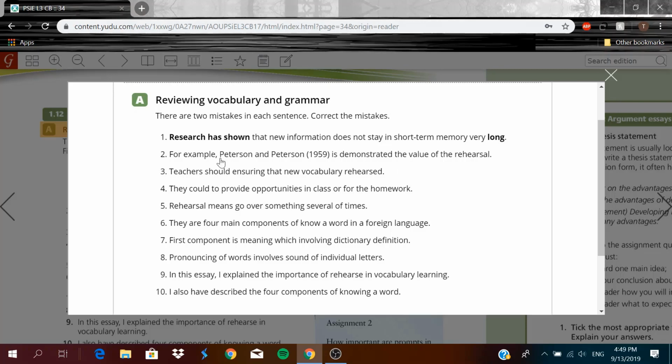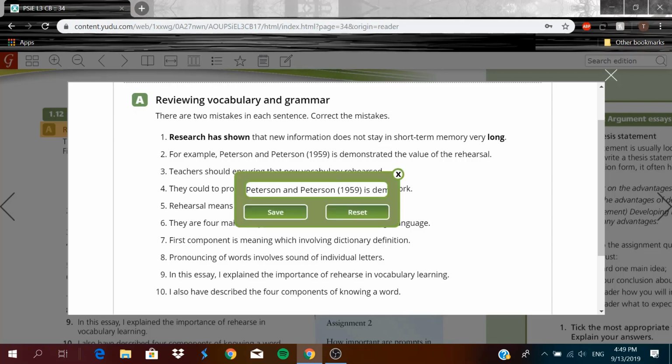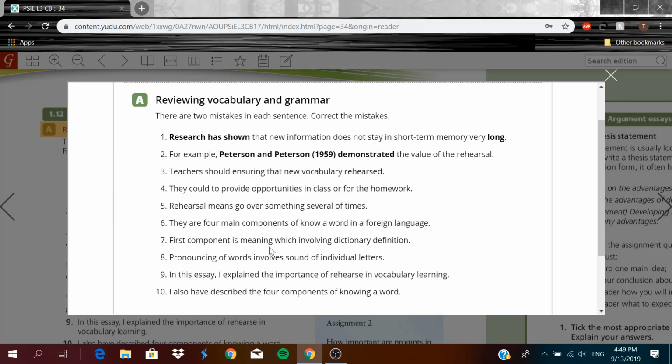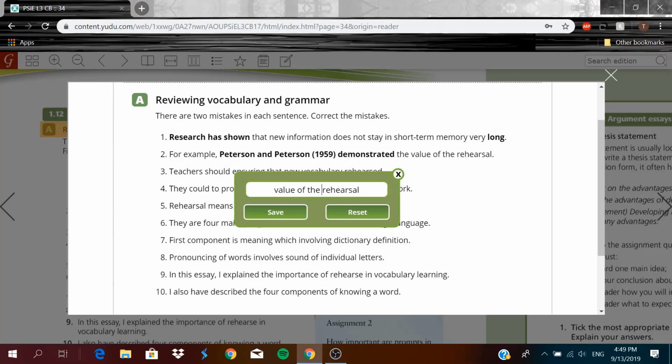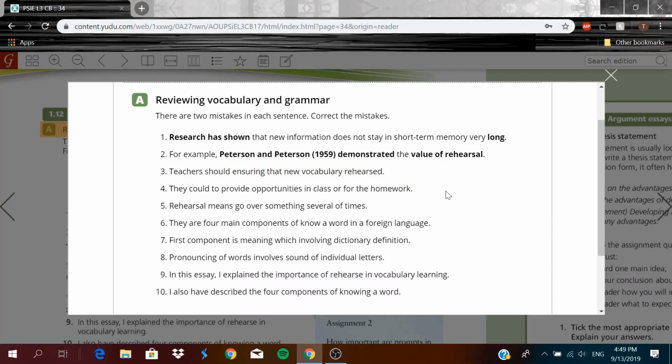Now on to number 2. We have, for example, Peterson and Peterson, 1959, is demonstrated the value of the rehearsal. And I think you guys have a clue. The is not needed, so we'll get rid of this S right here. So Peterson and Peterson, 1959, demonstrated the value of rehearsal. You don't need the word the here.